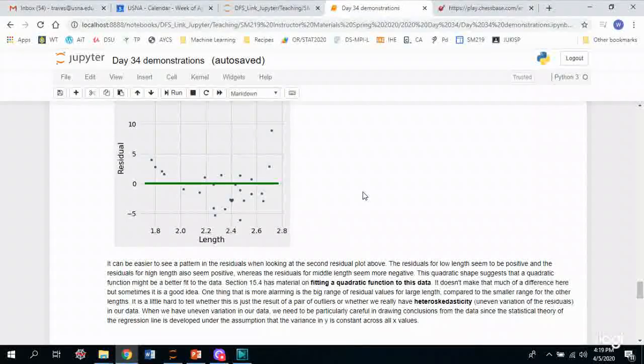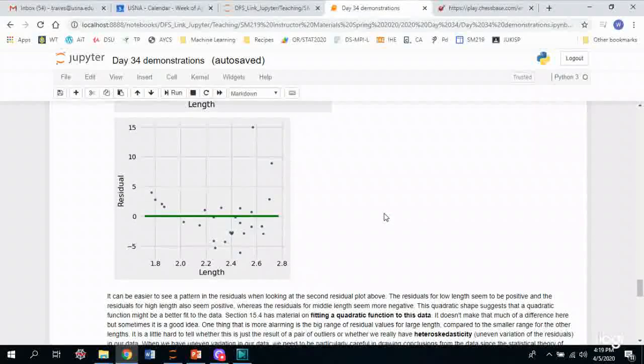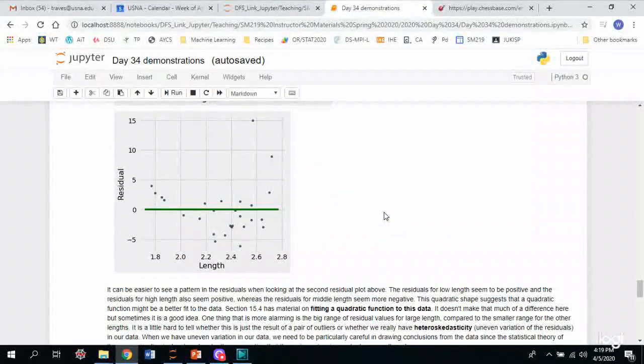One thing that's more alarming here is the big range of residual values for large length. Look at this huge range of residual values compared with the residual values for smaller length animals. It's a little hard to tell whether this is just the result of a couple outliers here, or whether we really have heteroskedasticity in our data. Heteroskedasticity is a fun word. It refers to uneven variation in the residuals in our data.